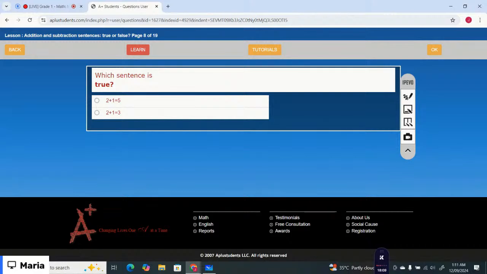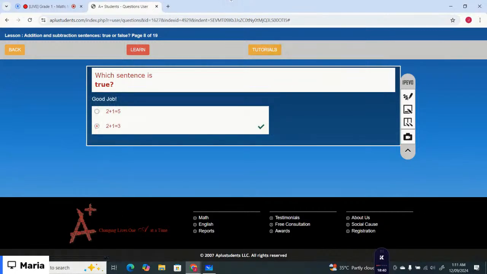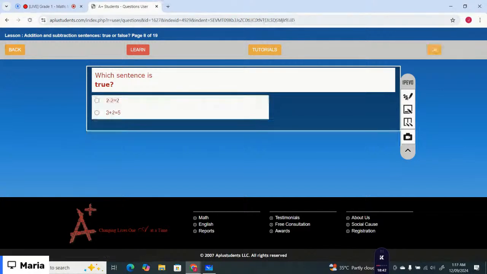Which sentence is true? 2 plus 1 is 5, or 2 plus 1 is 3? The correct option is option number 2. 2 plus 1 is 3, because 2 plus 1 is not 5. So option number 2 is the correct option. Okay, you can complete the lesson by yourself later today. Let me just move on to the next lesson.